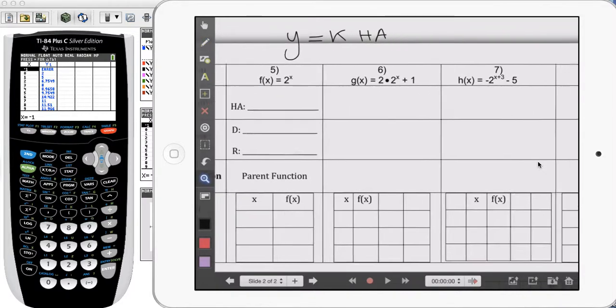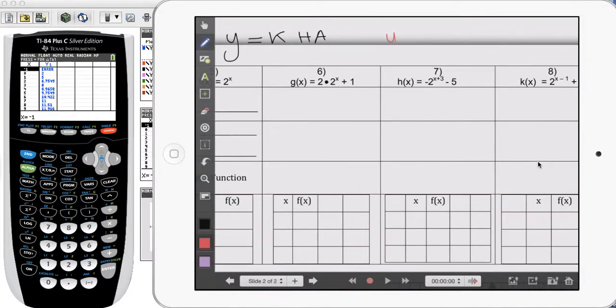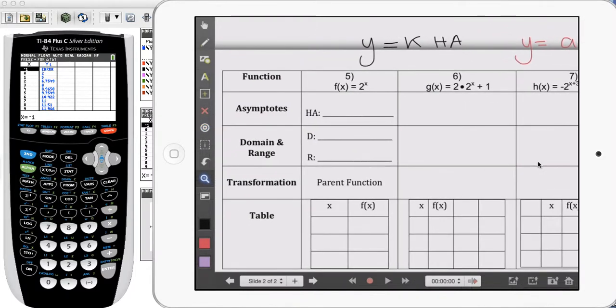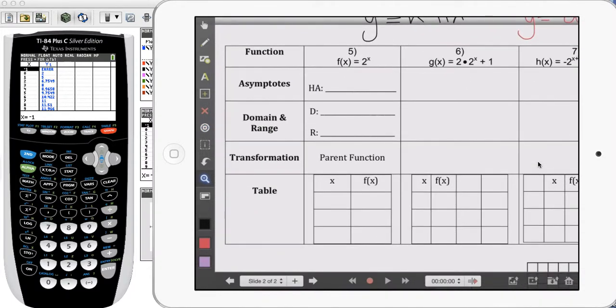Now, the general transformed form is going to be y equals a times 2 to the power x minus h plus k. So as you can see, h is going to be the number in the exponent next to the x, and the k is going to be the number on the outside. The a is going to be the number multiplied by 2. Now let's look at the first one. I do not see a k, so the k in this case is 0, so y equals 0 would be my horizontal asymptote.